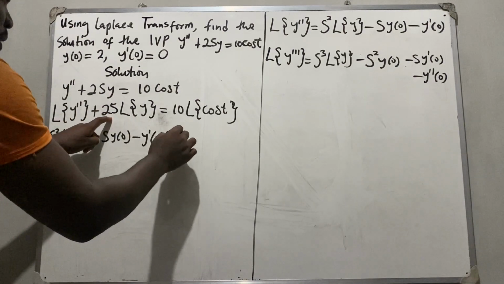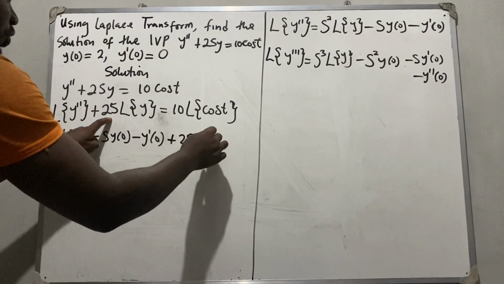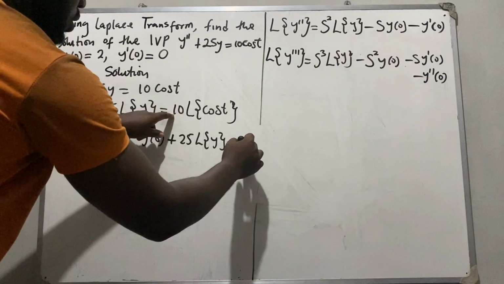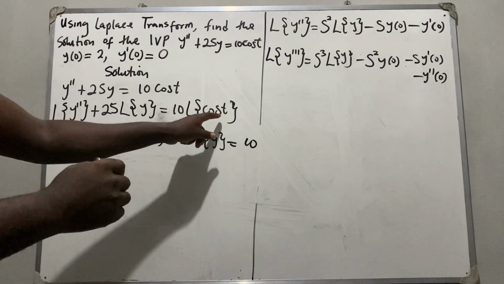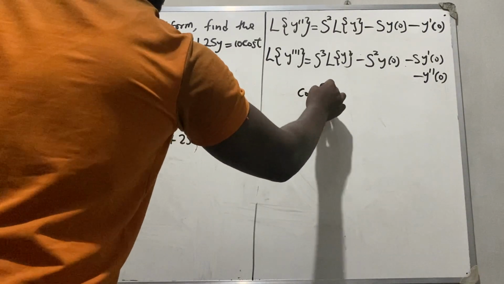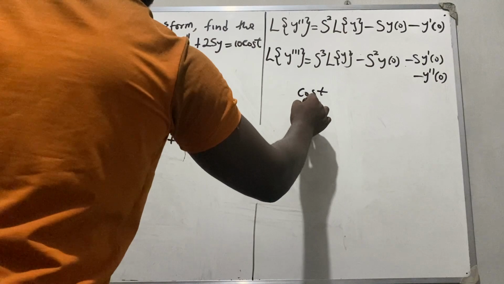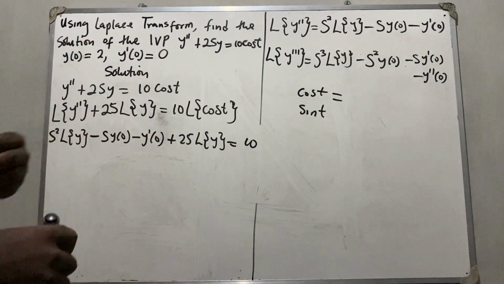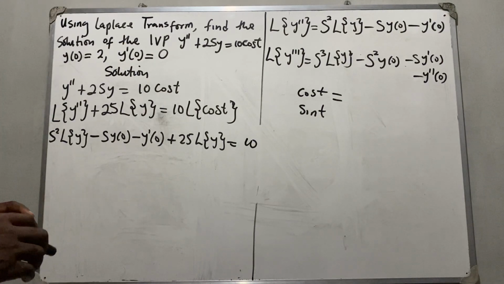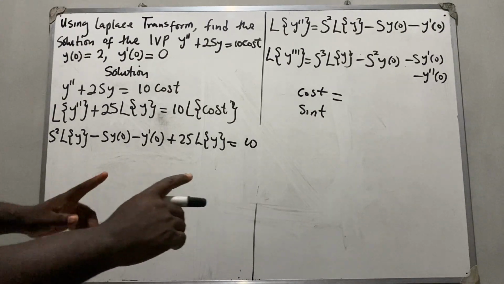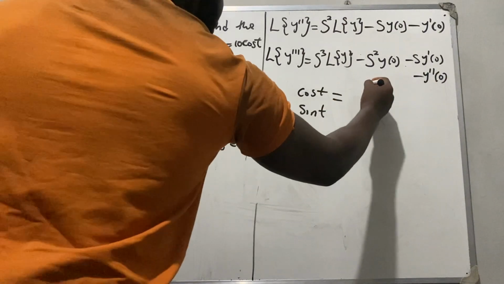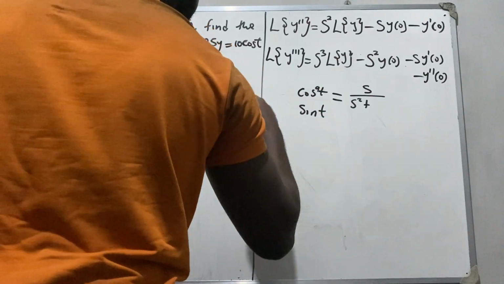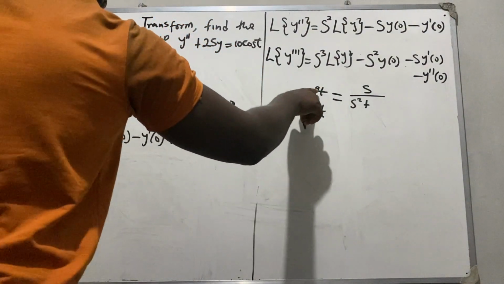So we're going to put our plus 25, the Laplace transformation of y, which is equal to, now the Laplace transformation of this is what? 10 first. The Laplace transformation of cos t, and then the Laplace transformation of sin t. I will tell you how to remember it. If you pronounce the word cos, you saw how I say it, cos. So s should be there. So this one is going to be s over s squared plus a squared.